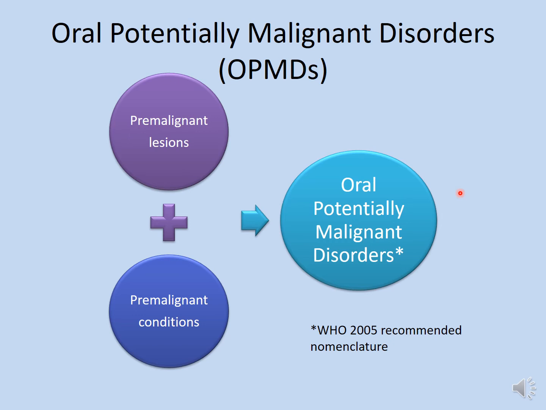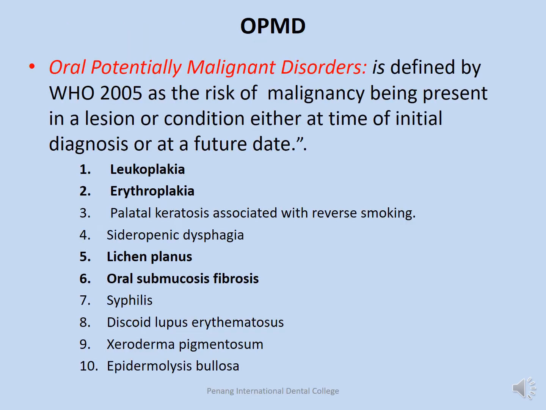This is very important, and the reason why I stress this is that many of the textbooks still do not mention oral potentially malignant disorders and are still categorizing them as malignant and premalignant lesions and premalignant conditions, but we would want you to use the newer terminology. I do understand this is already more than 10 years old, but unfortunately this is how it is in some books. So oral potentially malignant disorders, also abbreviated as OPMD, is defined by the WHO as the risk of malignancy being present in a lesion or condition either at the time of initial diagnosis or at a future date.